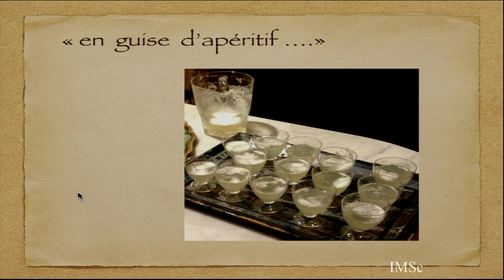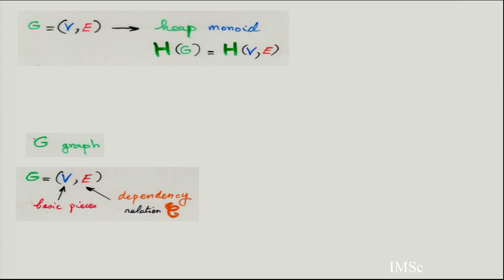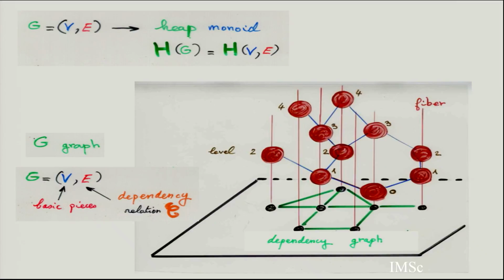here is a starting amazing fact about graphs and heaps of pieces. To any graph, you can associate a heap monoid. V is the vertices of the graph, E the set of edges. We call this the dependency graph. The dependency relation is related to the edges. The basic pieces are the vertices. And here is a visualization of a heap of pieces over the graph G.